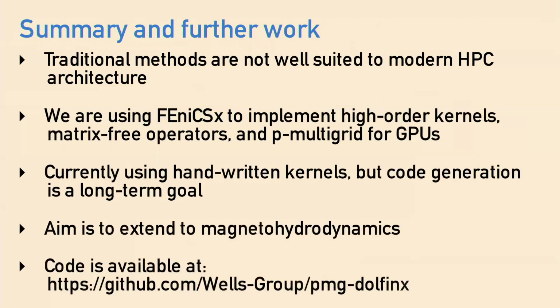Okay, so just to summarize, traditional methods aren't particularly well suited for modern HPC architecture. And so we're using FEniCSx to implement some high-order kernels and matrix-free operators and p-multigrid for GPUs. Currently, this involves a lot of modification by hand, but the long-term goal would be to code generate for GPUs. And again, most of what we've done so far is really focused on Poisson's problem, but the aim is to extend these techniques to magnetohydrodynamics. This means things like more advanced smoothers for the p-multigrid and a handful of other things.